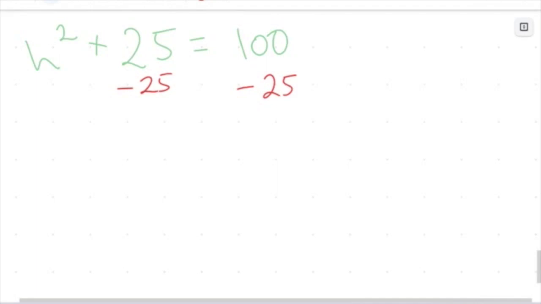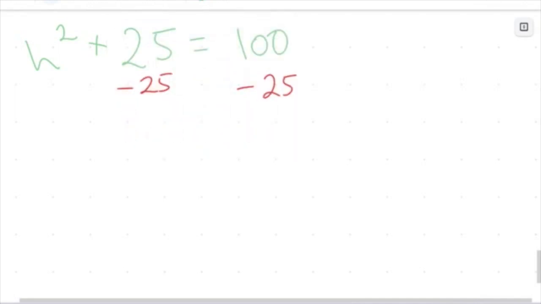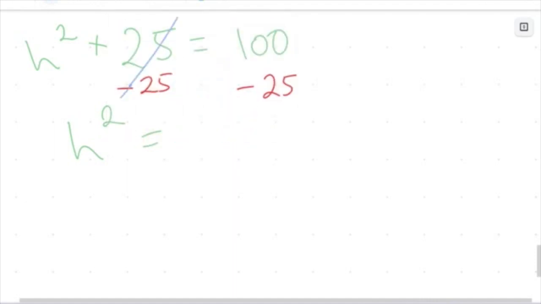And this is all just a recap of what we've been doing in equations. If any of this is new to you, please go back and watch those videos. They'll explain it in longer time and with more detail. But here I'm just assuming we know how to solve equations. Now, equations are our building blocks here. So now we can just do 100 minus 25 because my left-hand side only has h squared on it. And on my right-hand side, I get 75.